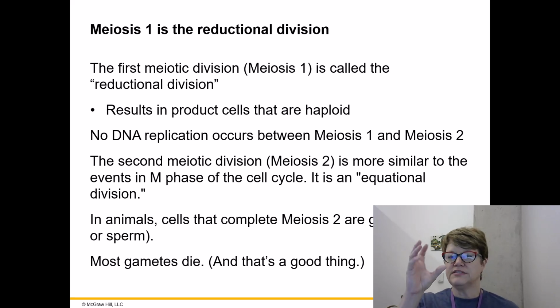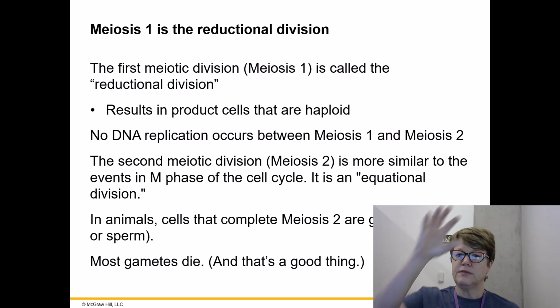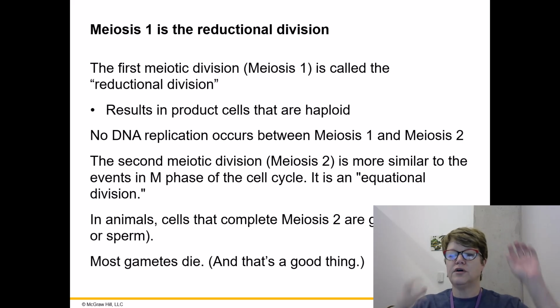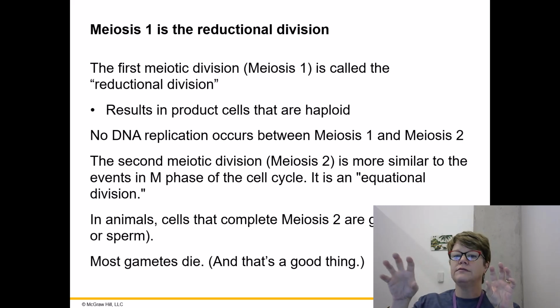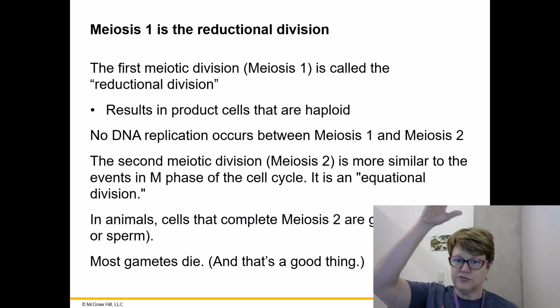You're going to start with a cell typically that's diploid. That means it contains 2 full sets of chromosomes. So you remember what that means: 2 of each type of chromosome. And at the end of meiosis 1, you'll have 2 product cells, and each product cell will contain 1 full set of chromosomes. So the term haploid just means half of what you started with.